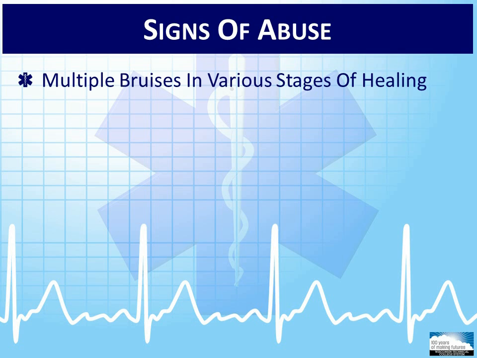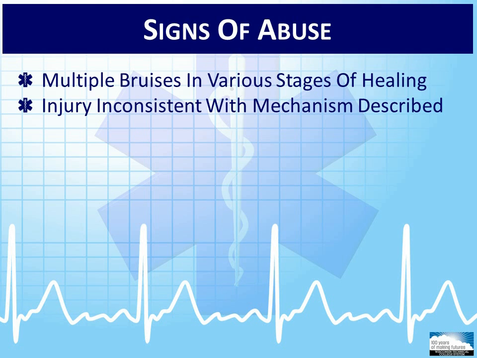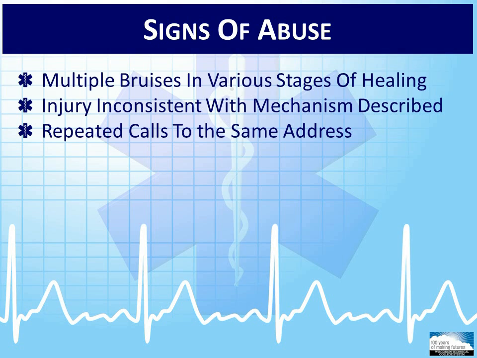The shape of a bruise can be telling as well. Bruises in the shape of a hand or fingers, including circumferential bruising around the arms, should raise a red flag for the EMT. Any injuries that are inconsistent with the mechanism described by the caregiver should be noted and documented. An infant falling off the sofa should not have a depressed skull fracture, broken ribs, or various bruises on the body. Multiple responses to the same address over a period of time for pediatric traumas may require some investigation.